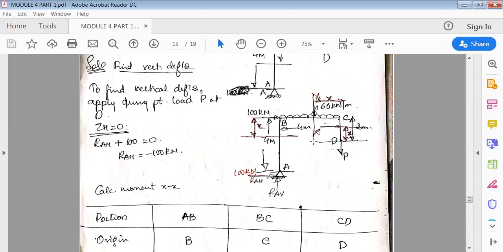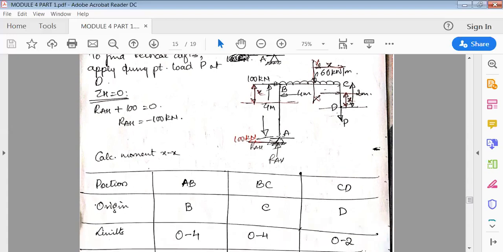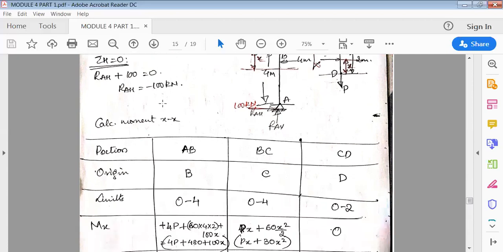If I cut this section here in AB, because there's a UDL acting here, I'll take the right side end. If I cut the section, I can see either to the left or to the right, but my concern is I will see to the right side of the section, because there's a UDL in it and there's 100 kilonewton force. The origin for AB is now B, for BC it is C, and for CD it is D. So our limits are 0 to 4, 0 to 4, 0 to 2. Next, let us find the moments.